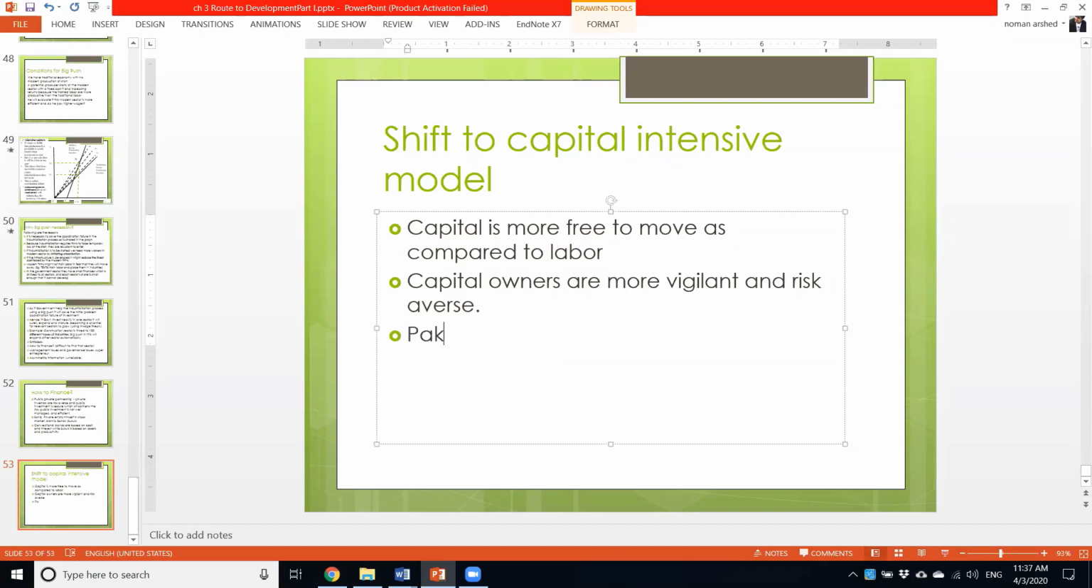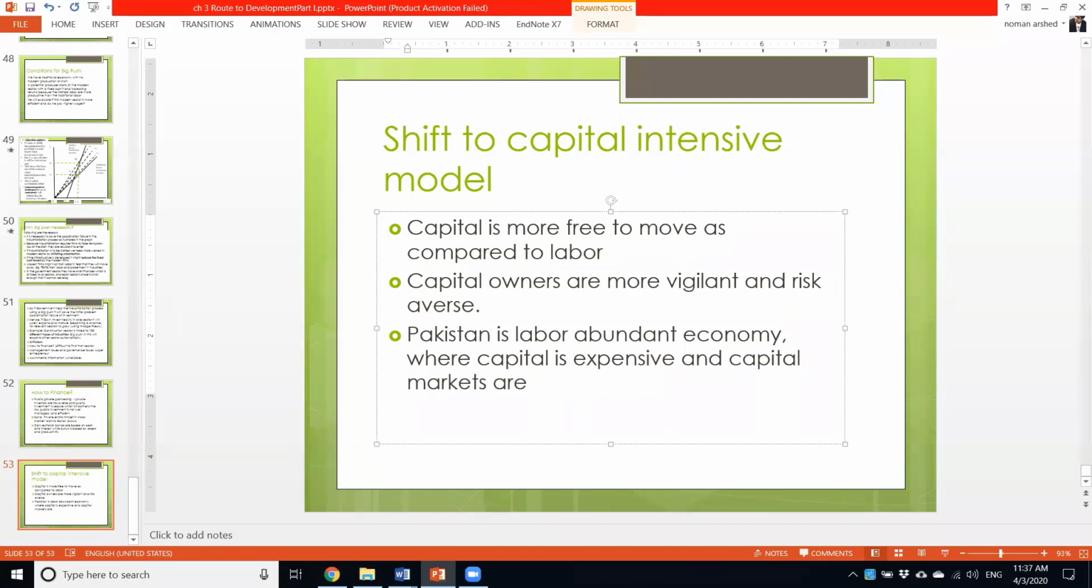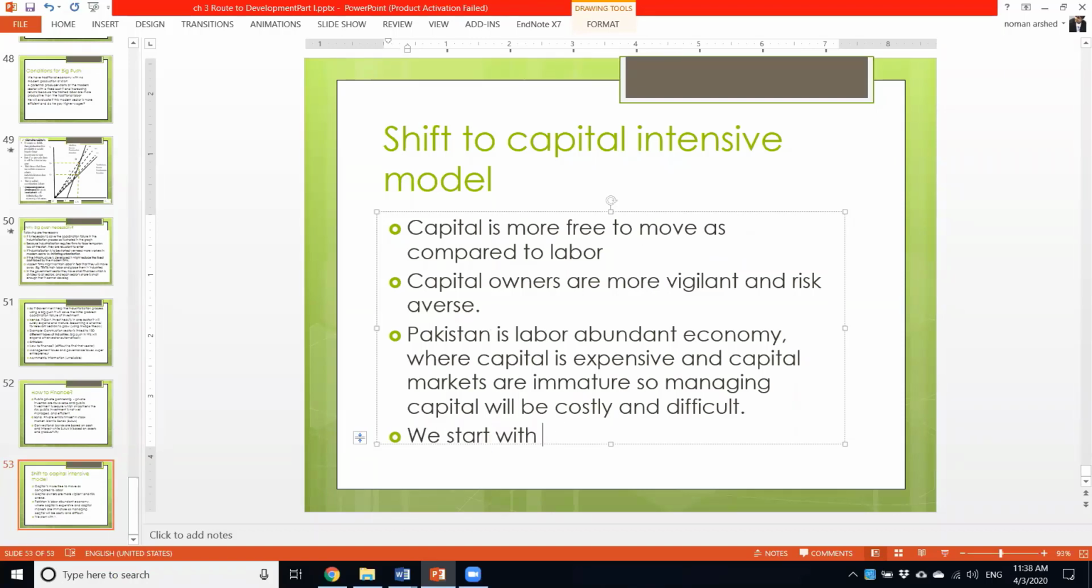Third, Pakistan is a labor abundant economy, where capital is expensive and capital markets are immature. So managing capital will be costly and difficult. So we start with utilizing the resource which is cheap and abundant.